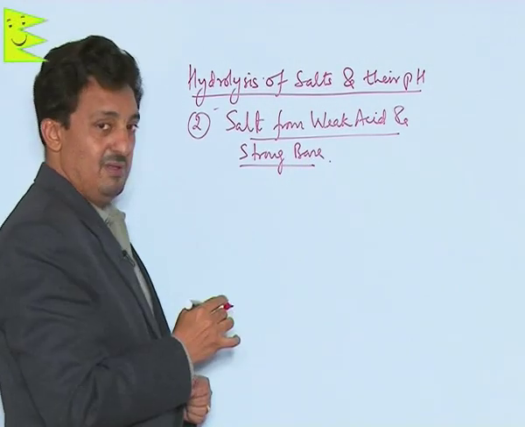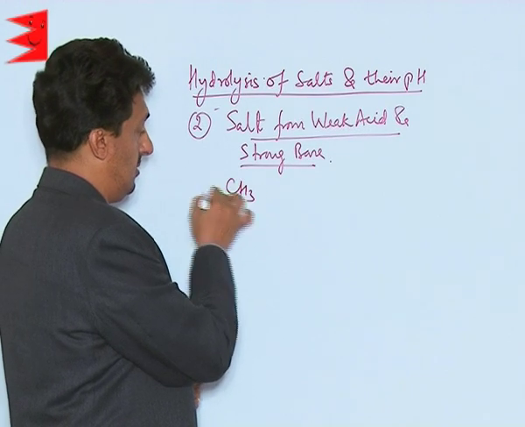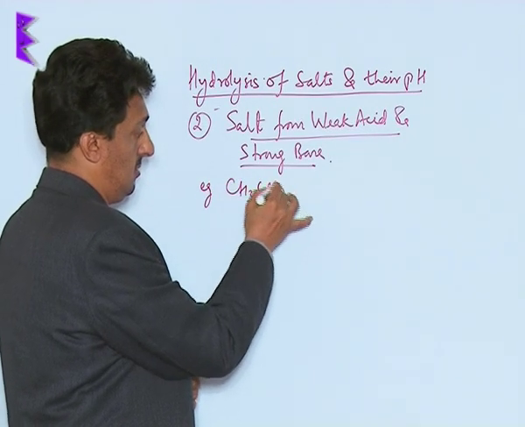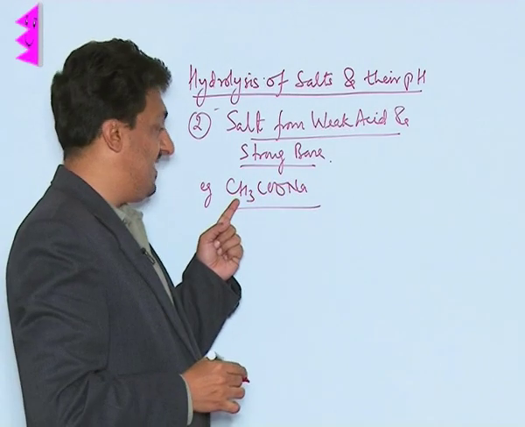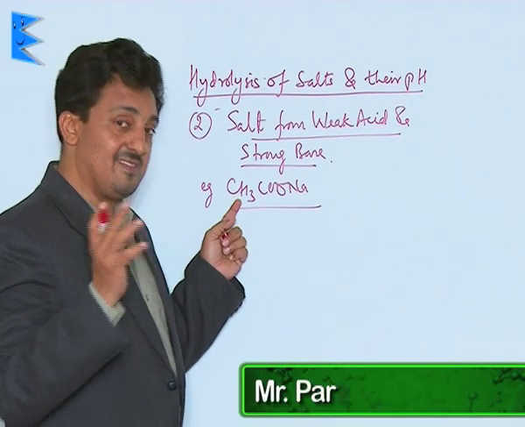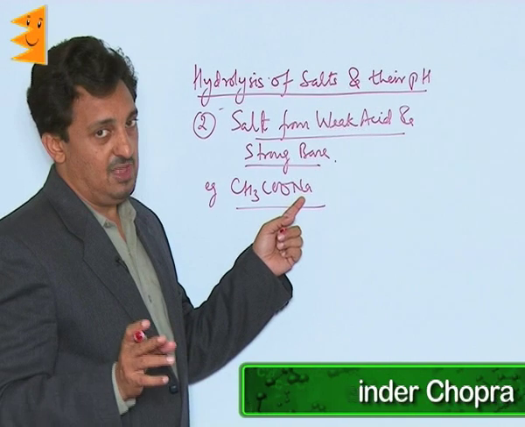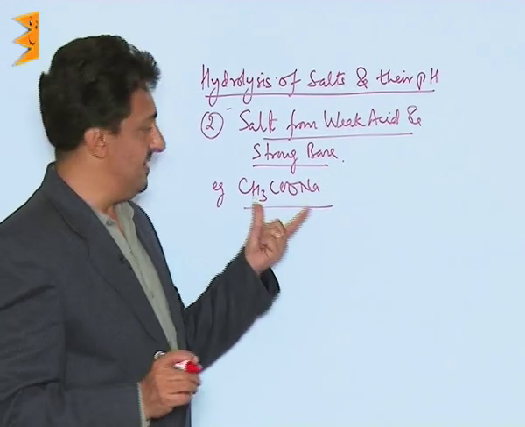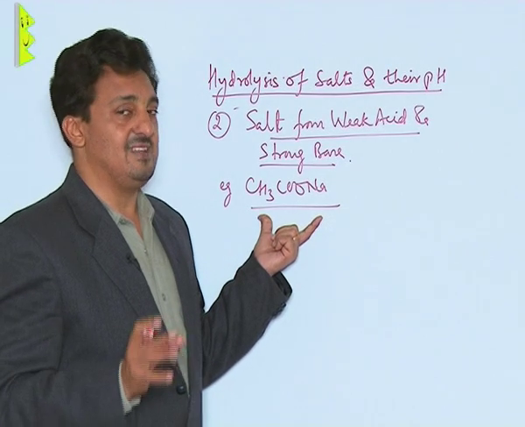The best example of a weak acid and strong base is your sodium acetate. The acetate ion from this salt is from the acetic acid, which is a weak acid, and this Na is from the strong base NaOH. So this salt, sodium acetate, is a salt of a weak acid and a strong base.